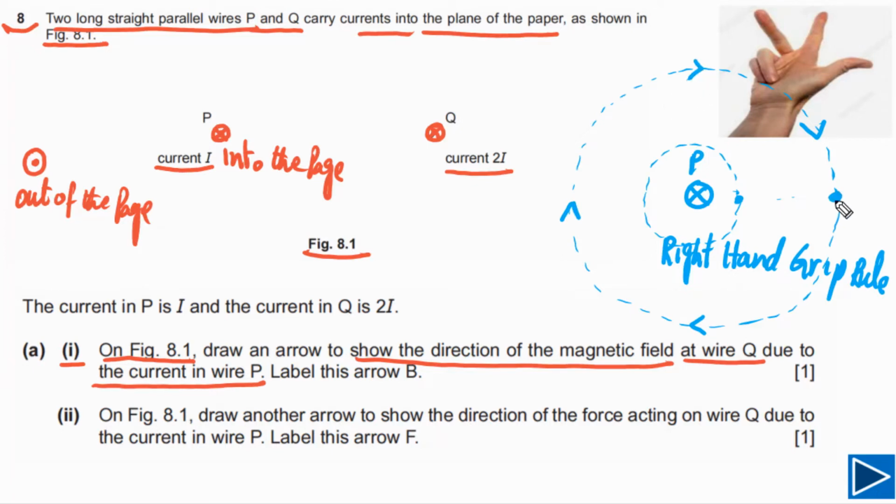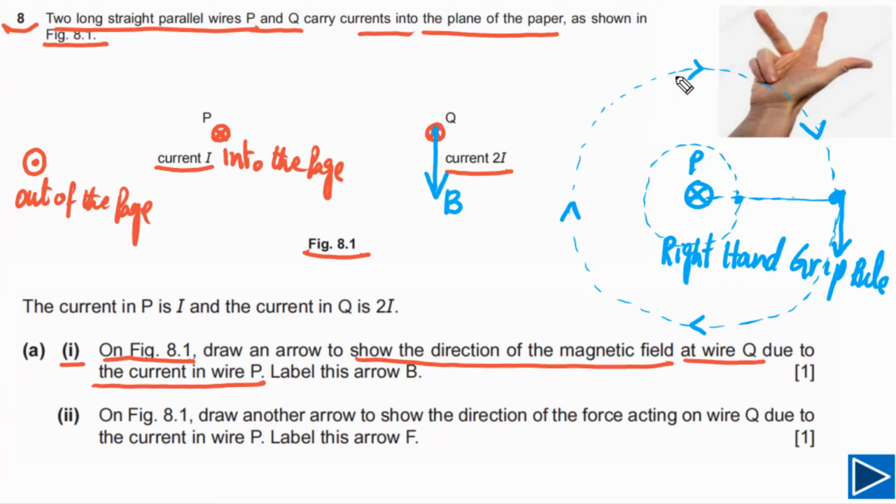Now if we need to find the magnetic field only at this point, we need to draw the tangent at this point, and the tangent will be pointing down. So here the tangent is pointing down. So the direction of magnetic field at this point is down. So simply we need to draw an arrow pointing downwards.